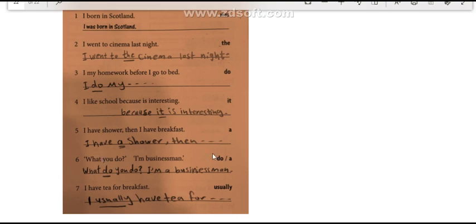Here we have the helping verb do, so we put it here in order to be a correct question. So we say, what do you do? I am a businessman. We put the determiner a before the noun or the name, so we put I am a businessman. I have tea for breakfast. We put usually always between the subject and the verb, so the sentence will be I usually have tea for breakfast.